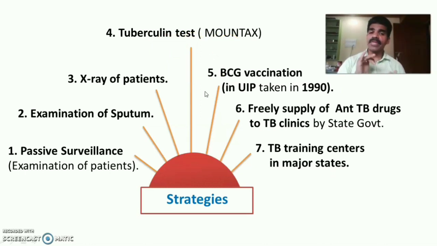Then the fifth strategy was BCG vaccination for all newborns and infants through the universal immunization program from 1990 onwards. Then free supply of anti-tuberculosis drugs to all the TB clinics of the country by the state government, that is free of cost supply of anti-TB drugs to all the TB clinics in the districts of that particular state. Then establishment of TB training centers in the major states in our country. So these were the initial strategies of RNTCP during the pilot phase.